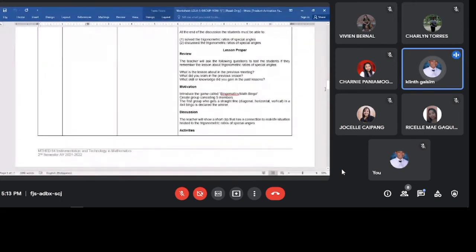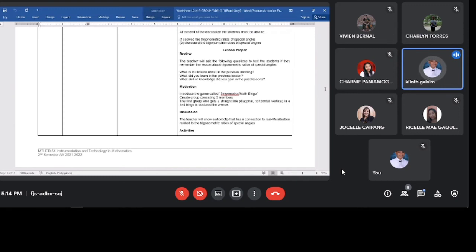For our lesson proper, we will review. The teacher will ask the following questions to see if the students remember the lesson about trigonometric ratios. What was the lesson about in the previous meeting? What did you learn in the previous lesson? What skill or knowledge did you gain in the past lesson?